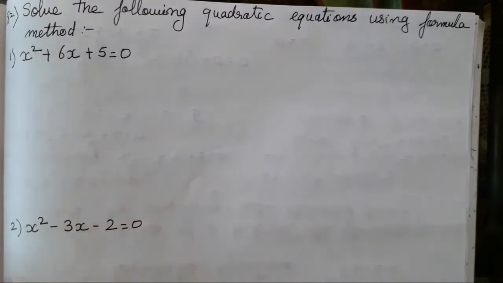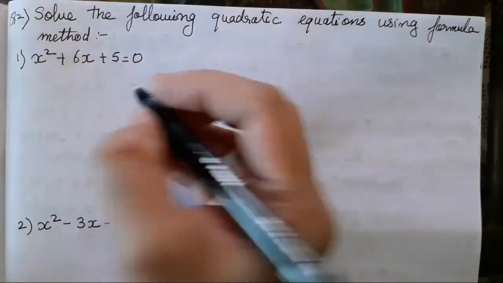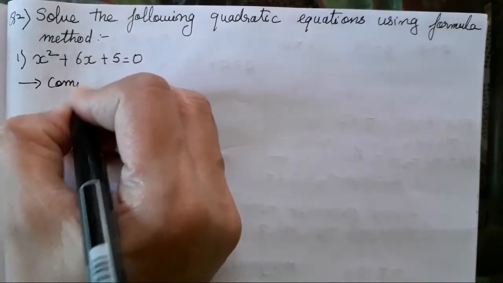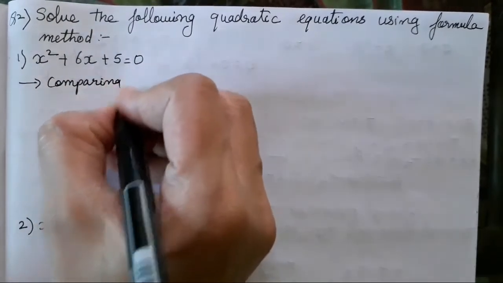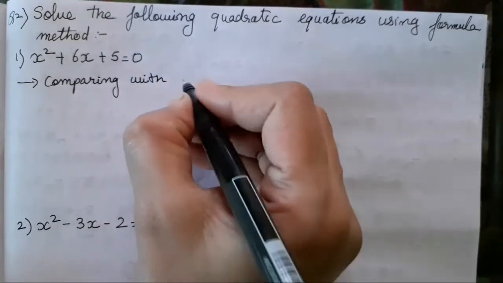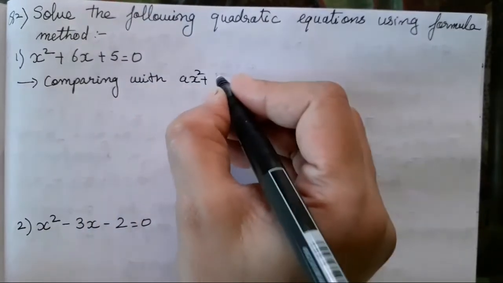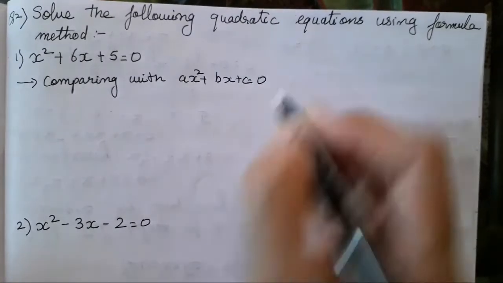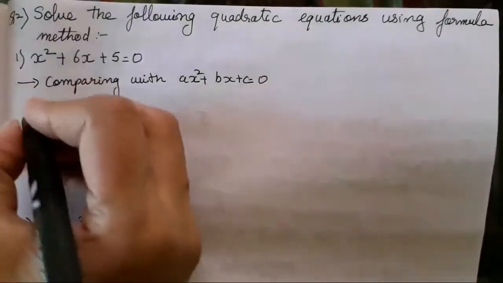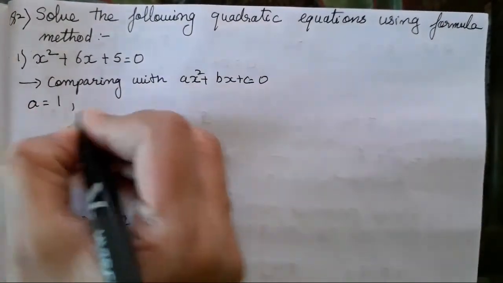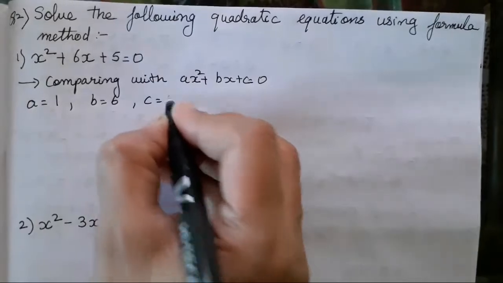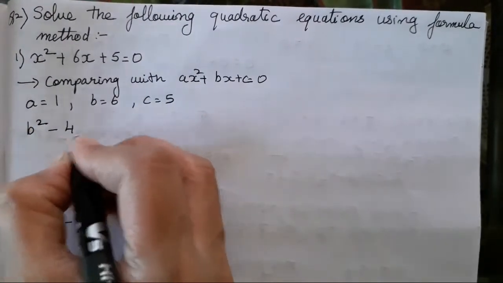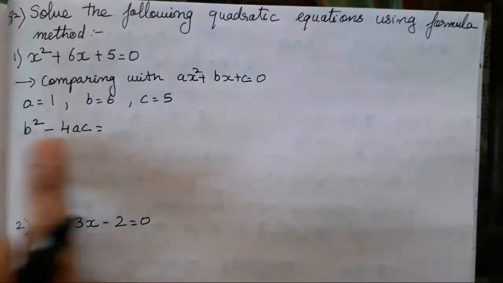Solve the following quadratic equation using the formula method. So the formula method we have to use. Now the first step is going to be comparison. So comparing with ax square plus bx plus c is equal to 0, same as we did for question number 1, a is 1, b is 6 and c is supposed to be 5. Now for the formula method, we need b square minus 4ac.